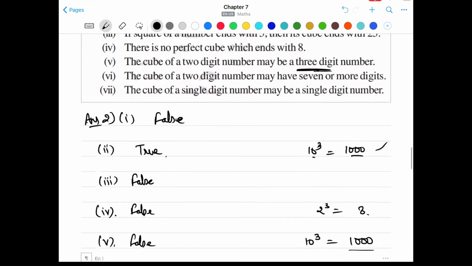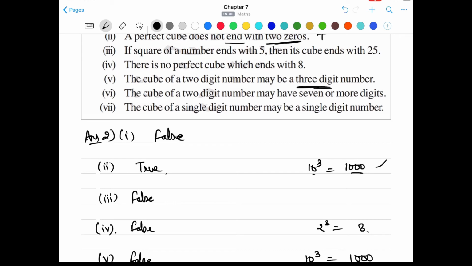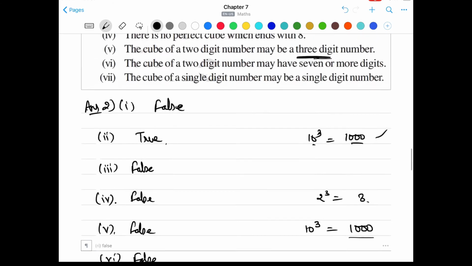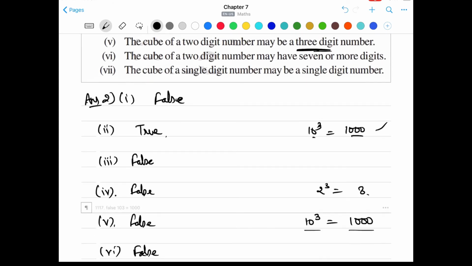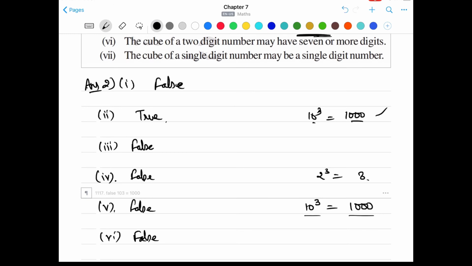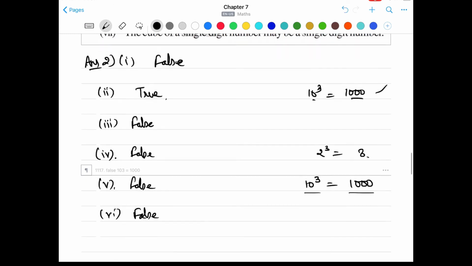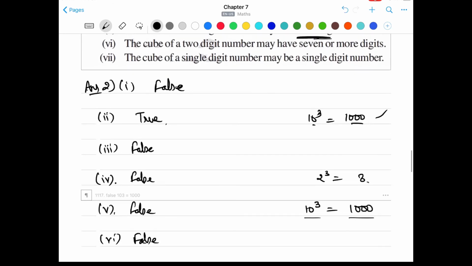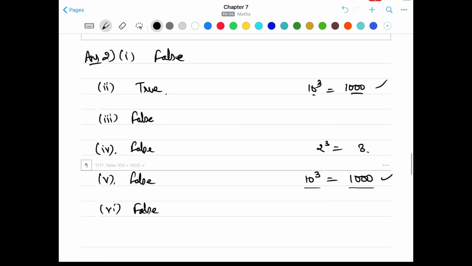Now come to part 6. We have here: the cube of a 2-digit number may have 7 or more digits. The answer for this one is also false. When you find the cube of a 2-digit number, let's say 10, that is equal to 1000, which has only 4 digits. You can try by checking the smallest 2-digit number, 10, whose cube has 4 digits. Now you can check for 99, and check how many digits this number has, but I'm telling you the answer is false.